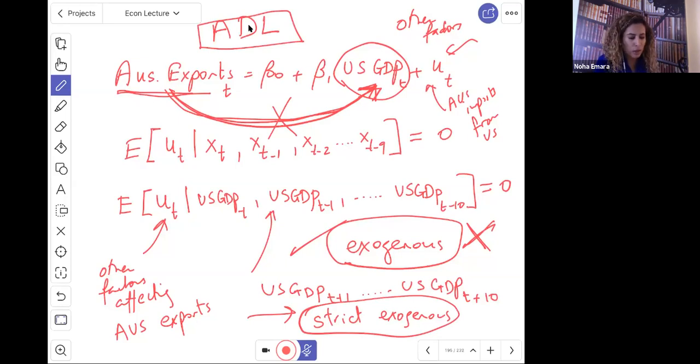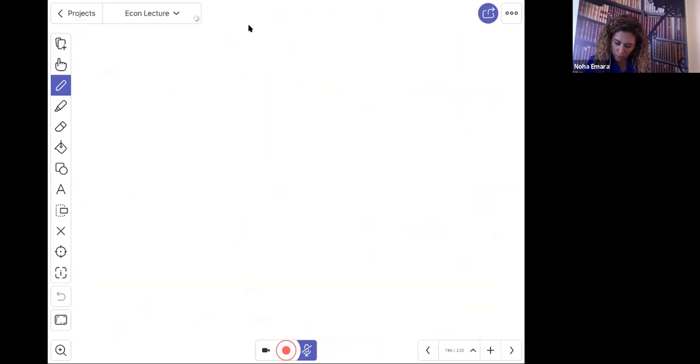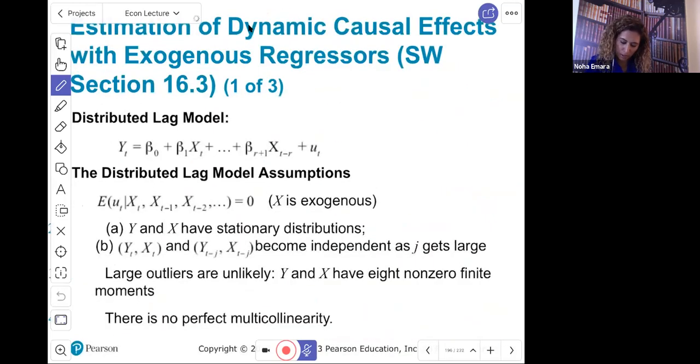So again, one of the challenging questions in this topic is trying to make an argument about the connection between other factors and the variable that you have in the model as X. All right, let's continue. So this is the distributed lag model. It's easy, X and its past. As every time we introduce a model or an estimation methodology, it follows certain assumptions that need to be satisfied. The assumption of this model, which we already discussed, is that X is exogenous.